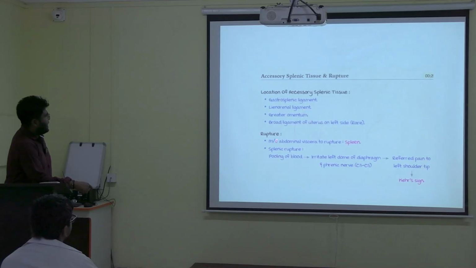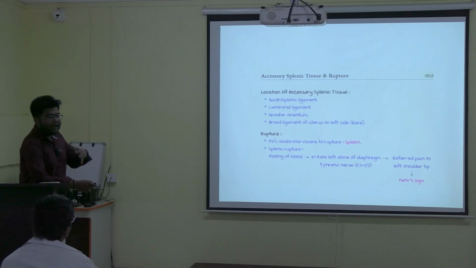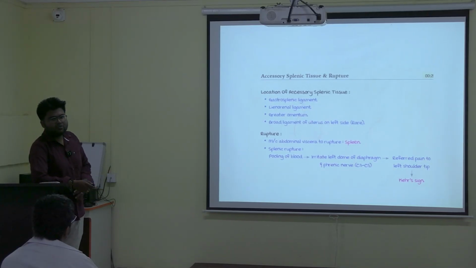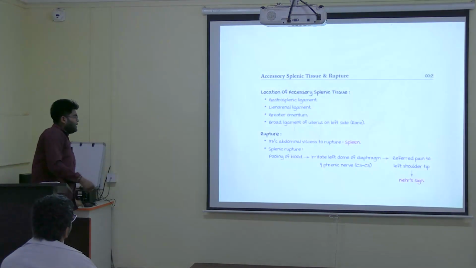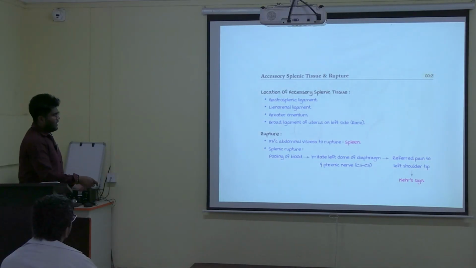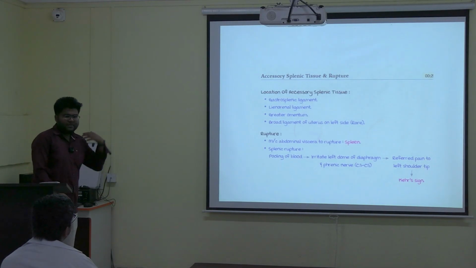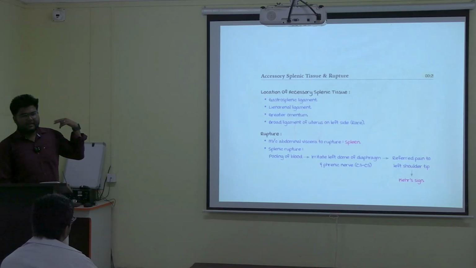Next, the rupture. Always remember, among your abdominal organs, the most commonly ruptured organ is your spleen. So here you can see, if splenic rupture happens, the pooling of blood goes to your diaphragm, because the phrenic nerve also supplies here, and this is referred pain to your left shoulder.